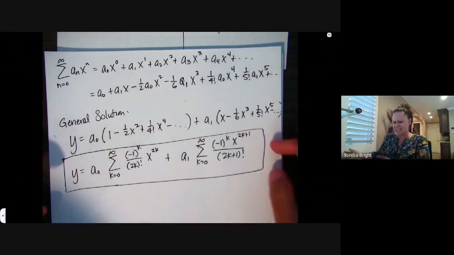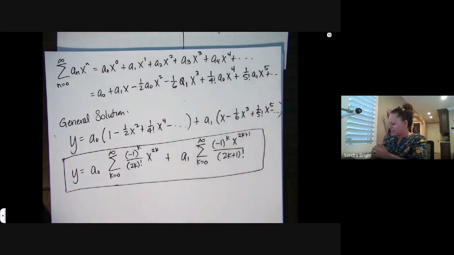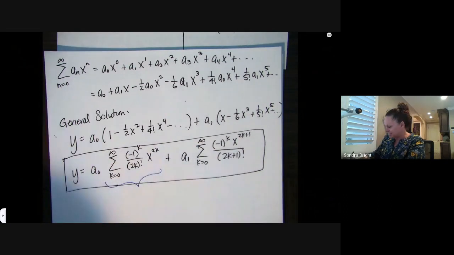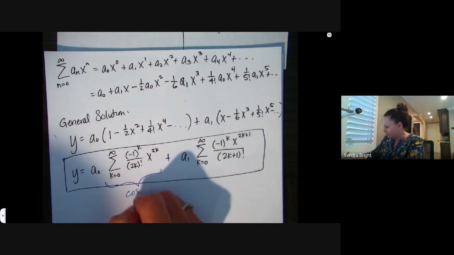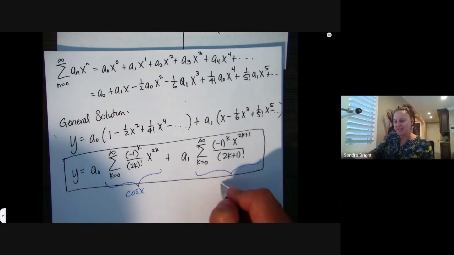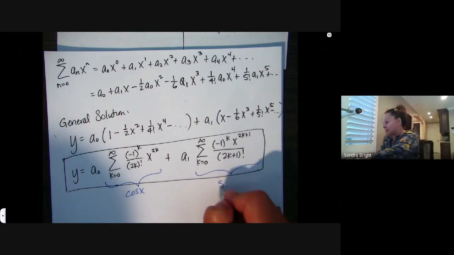And in this case, hopefully you recognize that. What is this one? Well, that's cosine. What is this one? Sine.